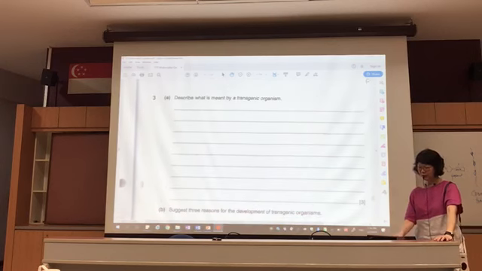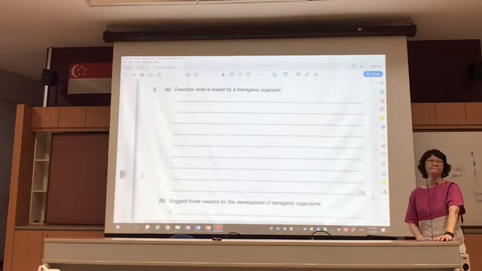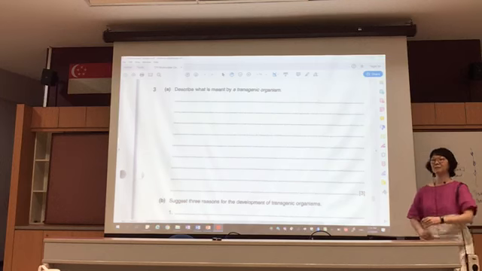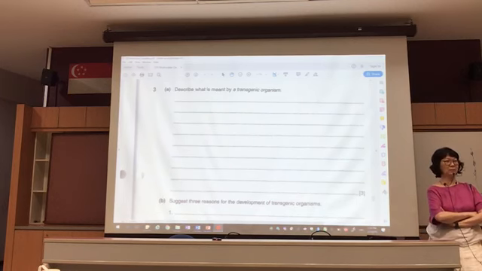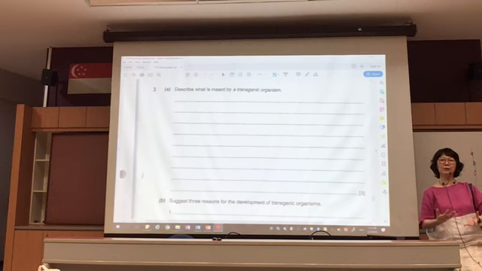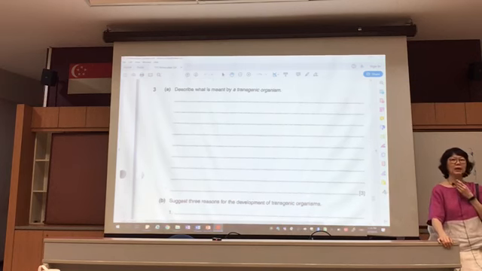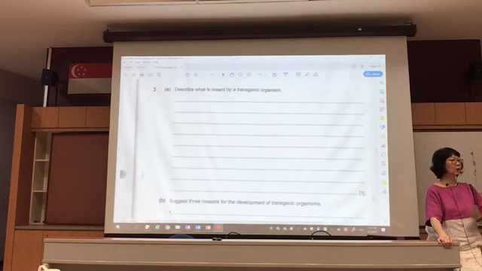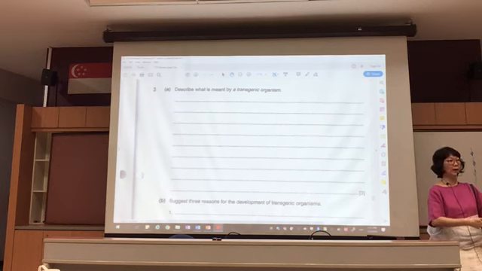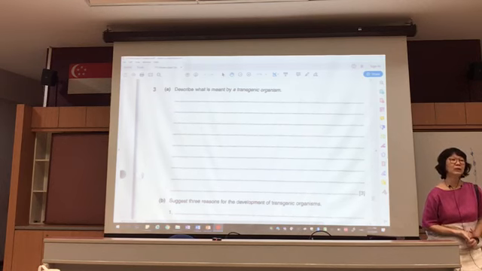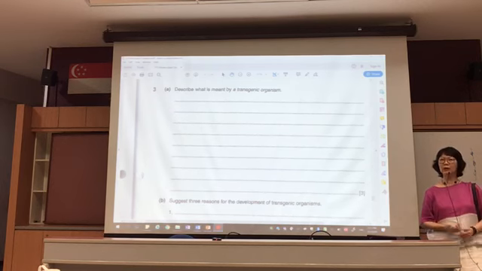Next one. Describe what is meant by a transgenic organism. This one is 3 marks. What should you write? If it's transgenic, that means it has acquired a foreign gene, right? So a transgenic organism is one that has acquired a foreign gene. Will that give you 3 marks? So what else can you write?